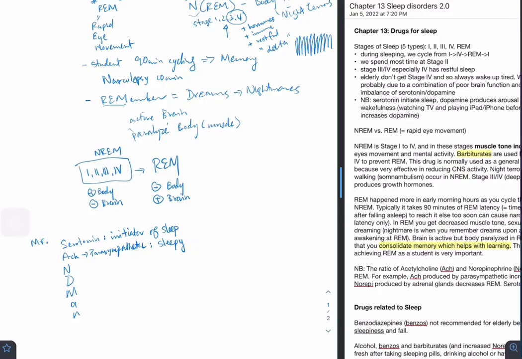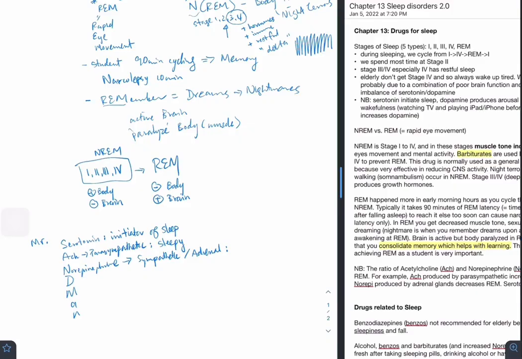Now, N is actually norepinephrine. These hormones are produced by what autonomic nervous system branch? Norepinephrine. If you say sympathetic or adrenal, then you are correct.